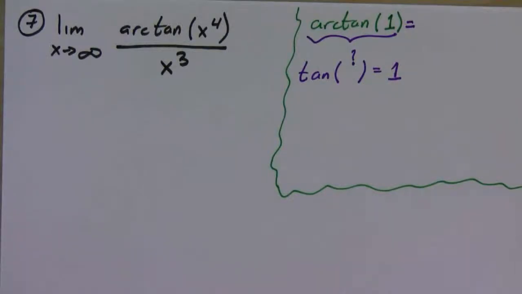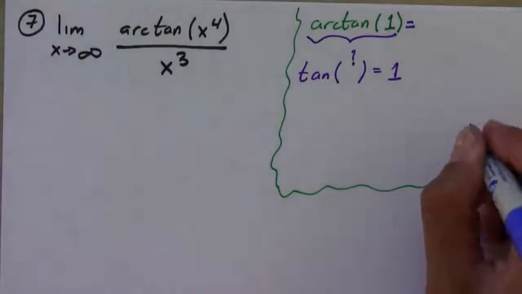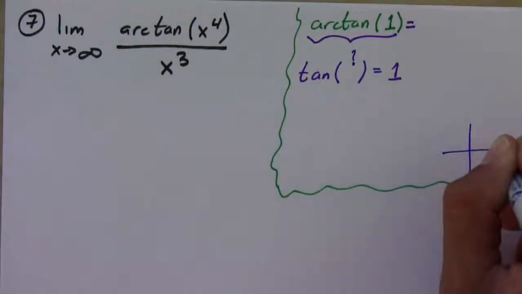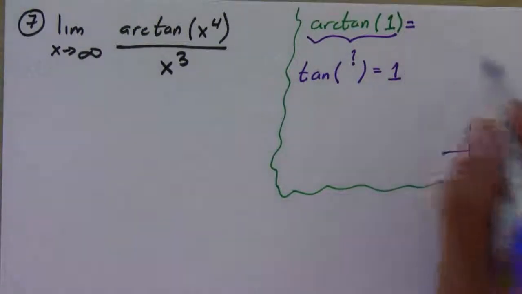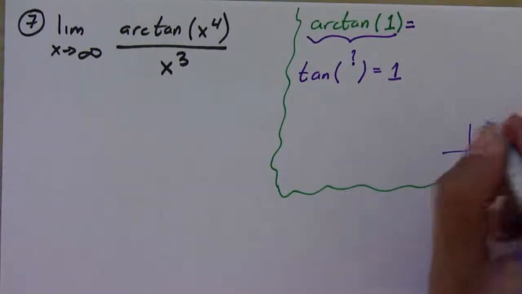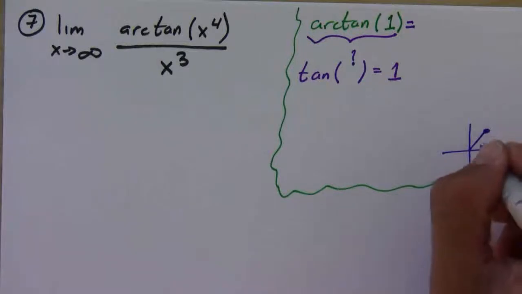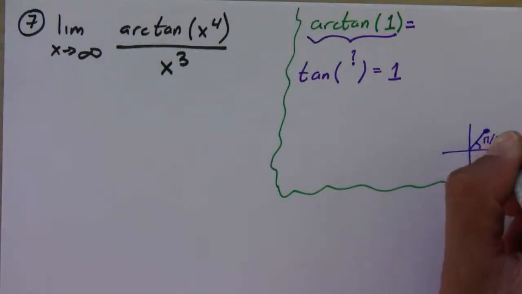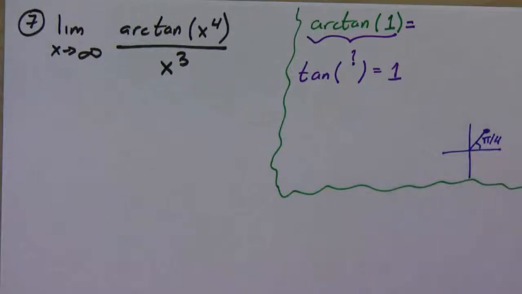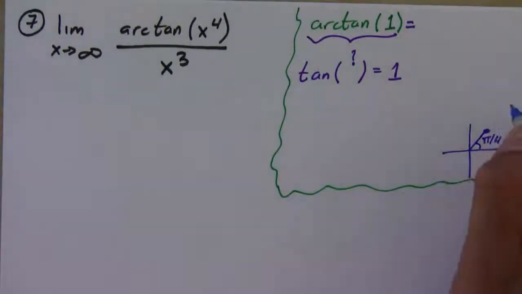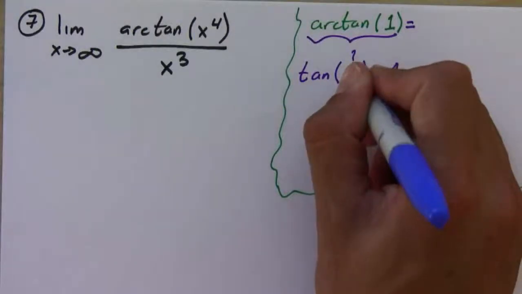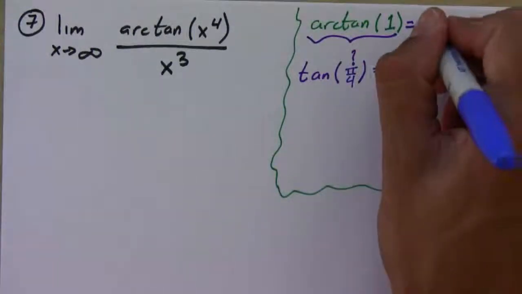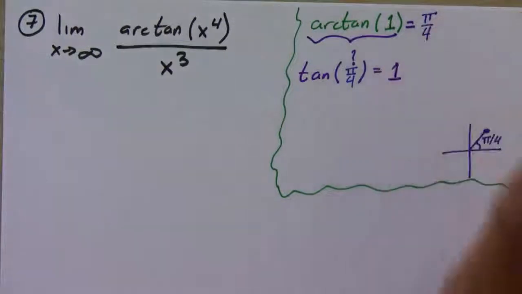And so, you have to remember the unit circle, and remember that tangent is sine over cosine, and the only place where sine and cosine are the same is when the angle is pi over 4. And so the answer to this question is pi over 4.